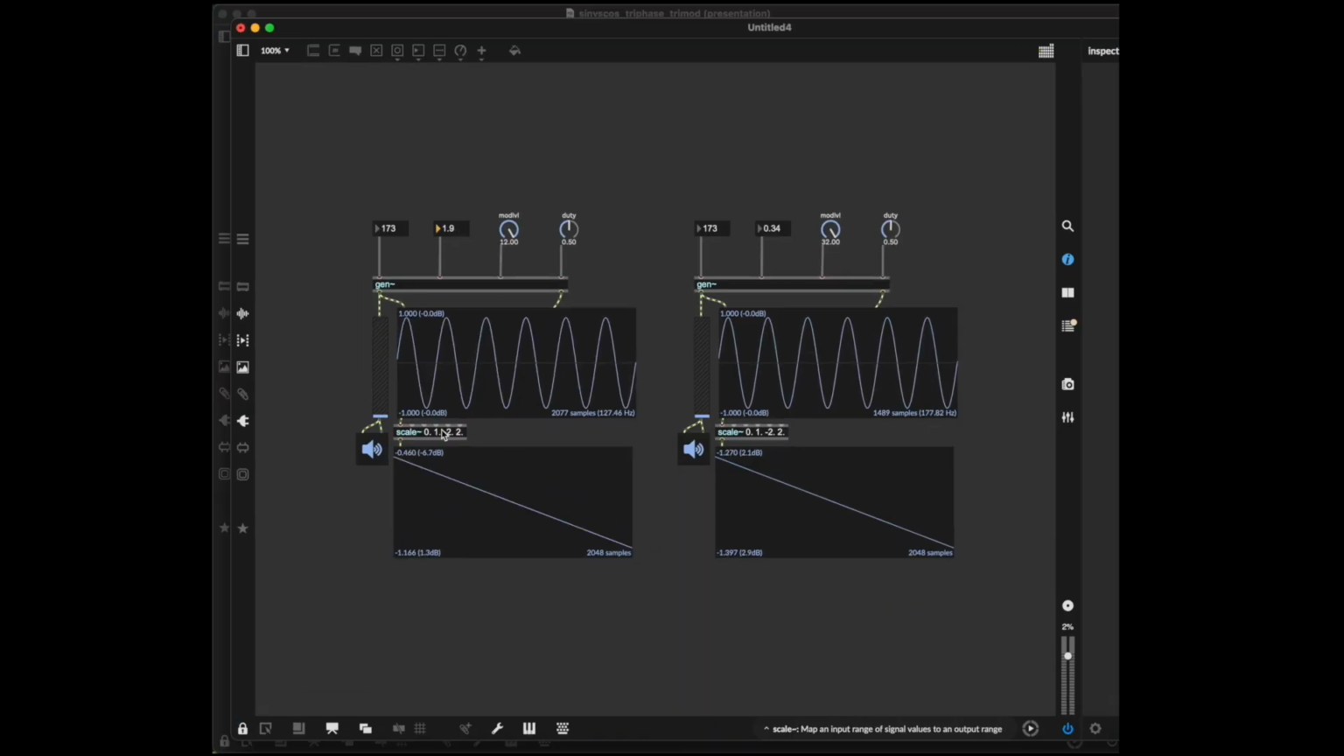So that happens with the modulation signal, because as you're increasing the frequency, the difference between the rising and the falling side of the triangle is going to be steeper. So that gives you a greater distance between the two pitches that it plays back.